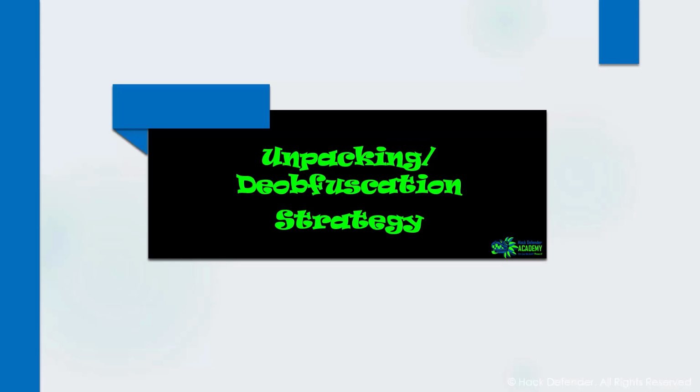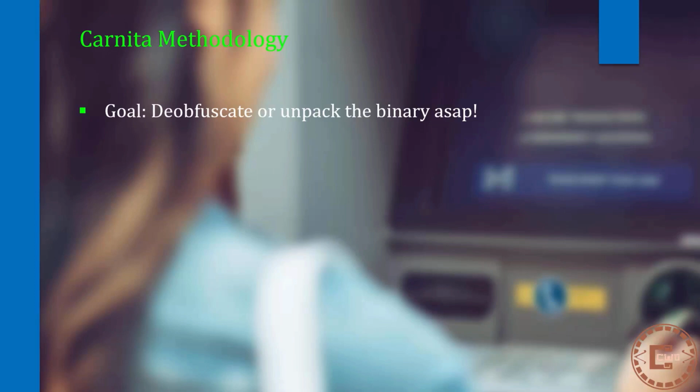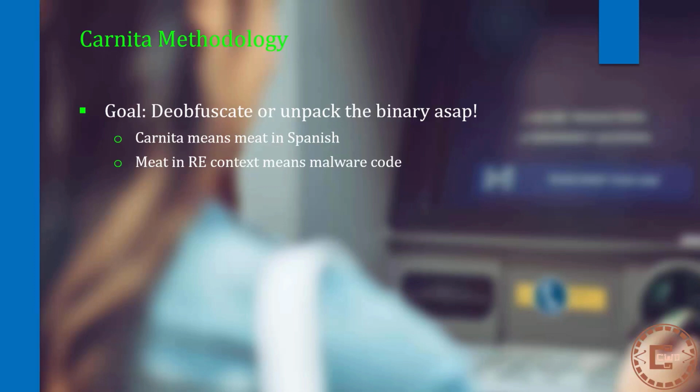Okay, so let's talk about unpacking and deobfuscation strategy. Here is our famous Carnita methodology. The goal of this methodology is to deobfuscate or unpack the binary ASAP, as soon as possible. Carnita means meat in Spanish. Meat in reverse engineering context means malware code. Malware code is the carnita, is the meat, is what you really want to see. So you want to spend your time in the carnita, and not in the wrapper, not in the packer code, not in the obfuscator code, in the carnita.